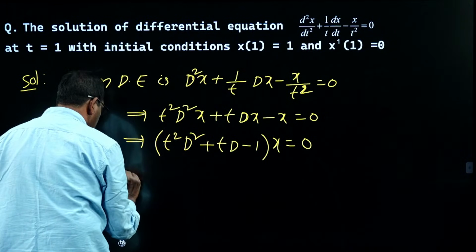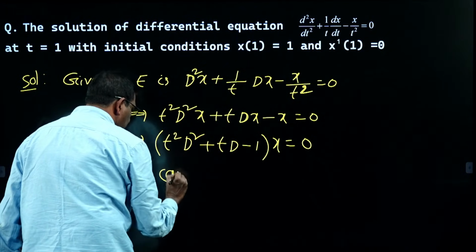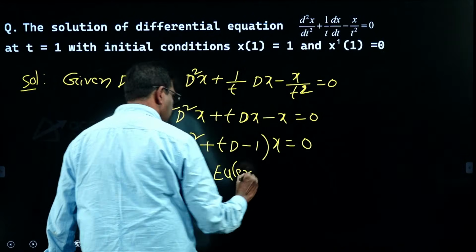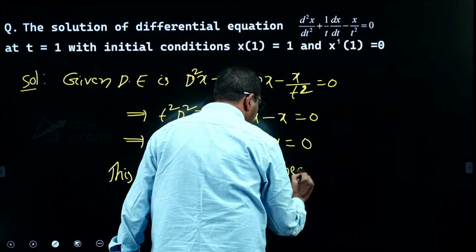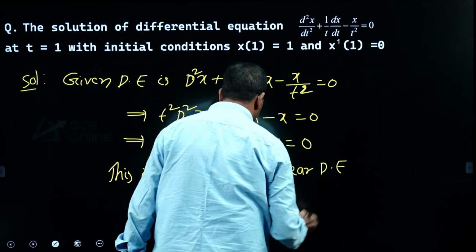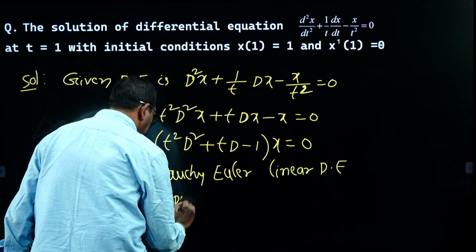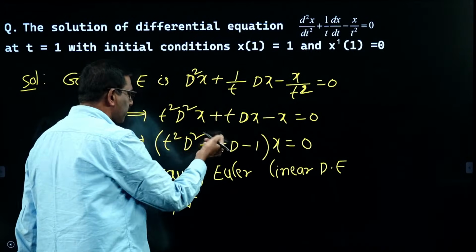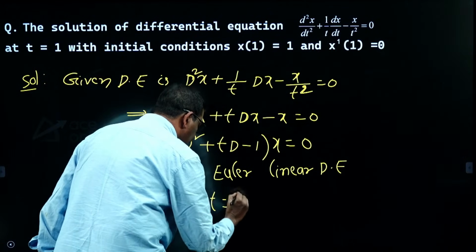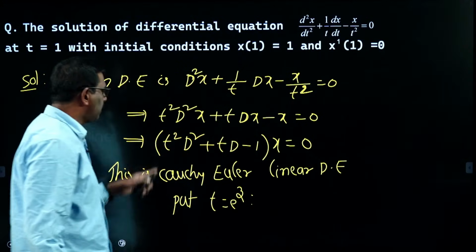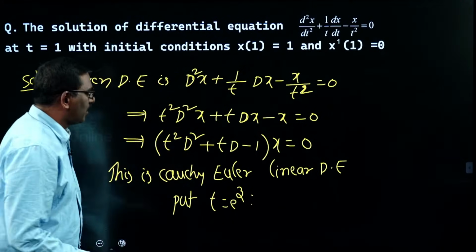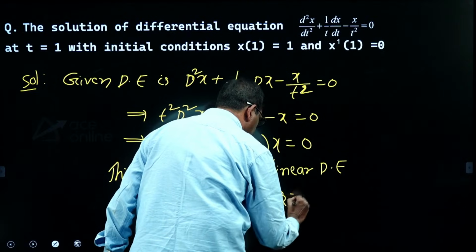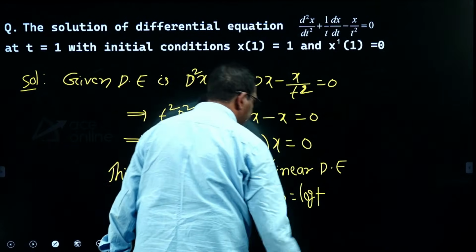Cauchy-Euler linear D or not? Cauchy-Euler linear differential equation. How to solve it? Put x is equal to, generally e power z we are taking, but in place of x here t is there. t is equal to e power z. Don't confuse. Here in place of x, t is there. In place of y, x is there. That implies what is z? z is equal to log t.